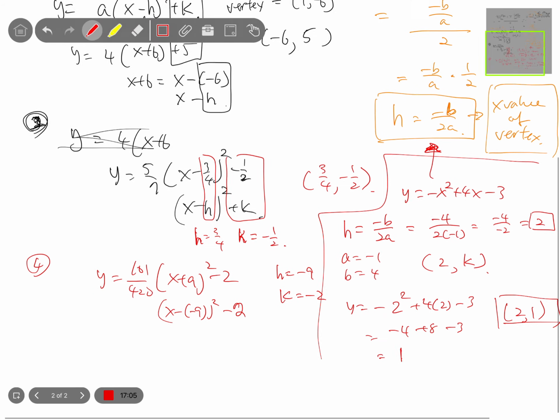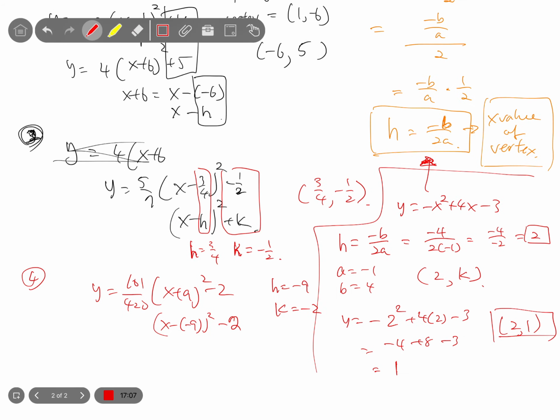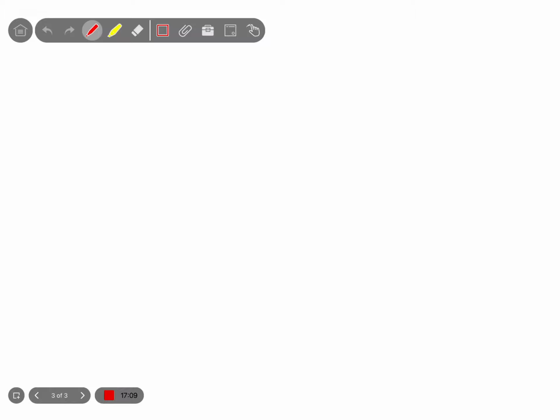All right. Let's go ahead and keep moving. Next problem, y equals x squared plus 4x plus 5. So using h is negative b over 2a, I have a equal to 1 and b equal to 4. So this is negative 4 over 2 times 1, which is negative 4 over 2, which is negative 2. So my vertex is going to be negative 2 comma something.